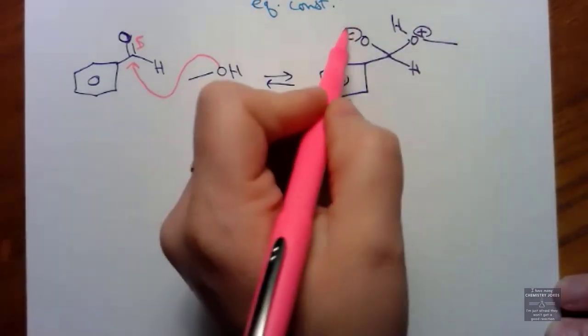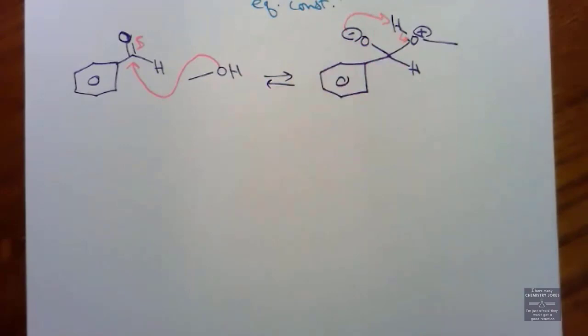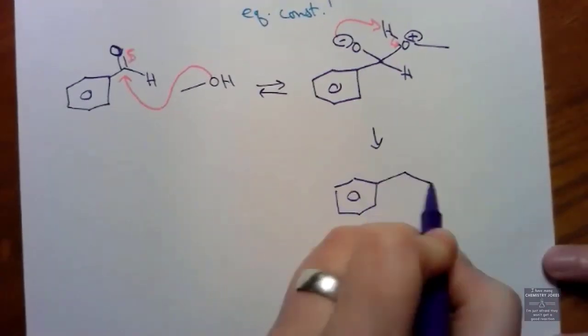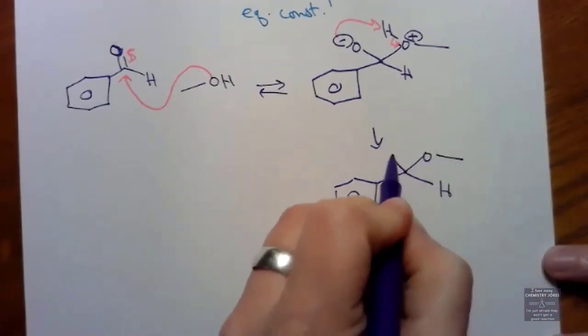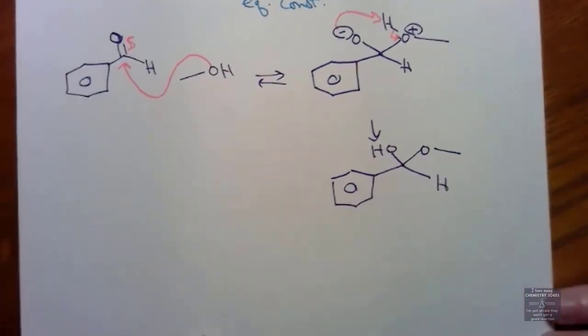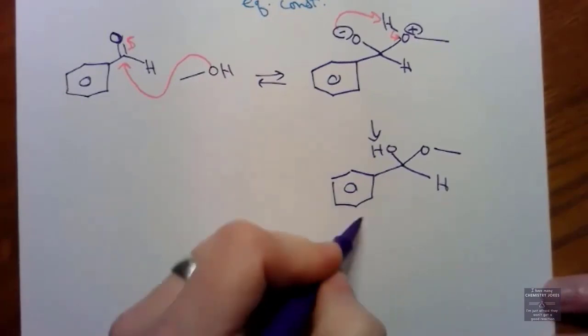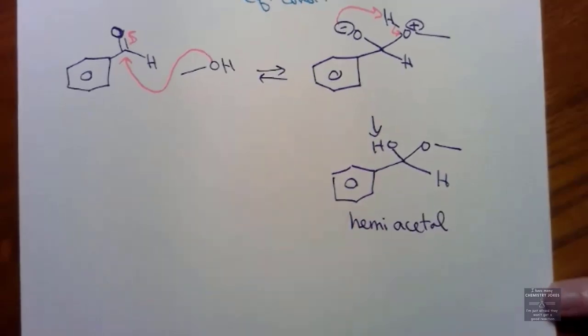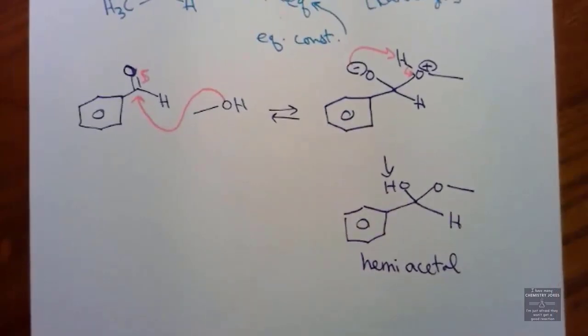Maybe a little illegal, but I'm going to lose a proton to get here. This thing is called a hemiacetal. You're going to call it a hemiacetal probably. I'm going to call it an acetal every time. So this hemiacetal, hemi means half. It's a half acetal. Let's talk about a couple of new functional groups all together.